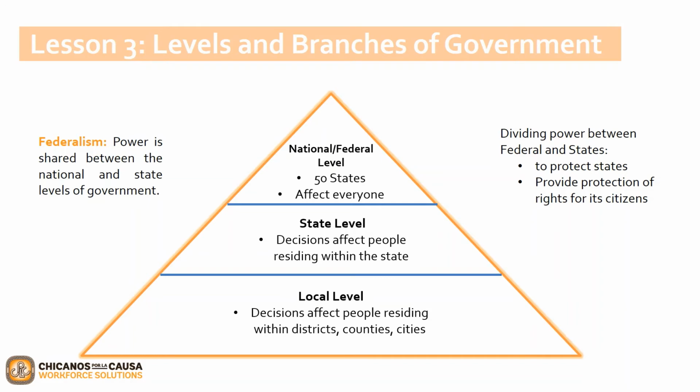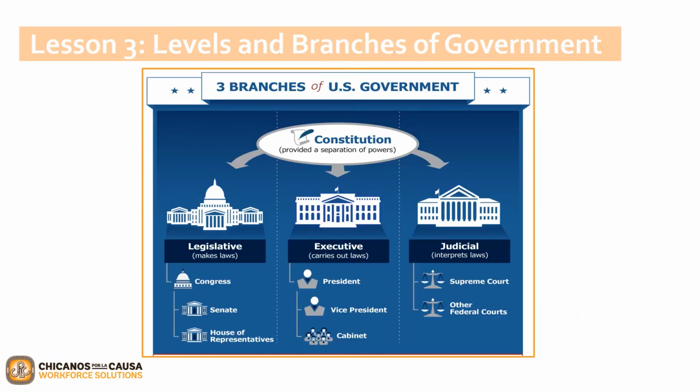A basic principle in the U.S. Constitution is federalism, where power is shared between national and state levels of government. Now, let's focus on the three branches of government. The three branches at the federal level are as follows: legislative, executive, and judicial. We will be focusing on each of these branches in the next slides.